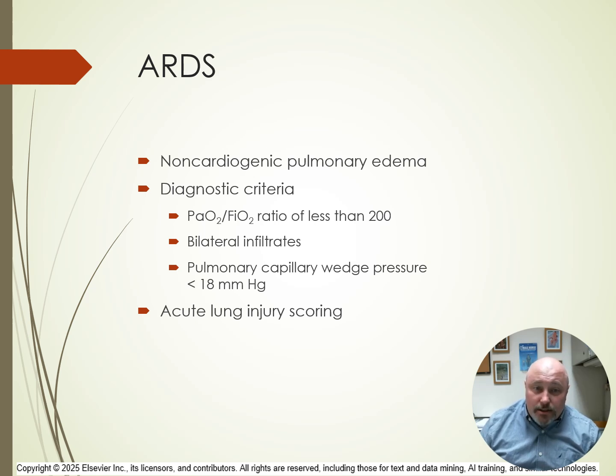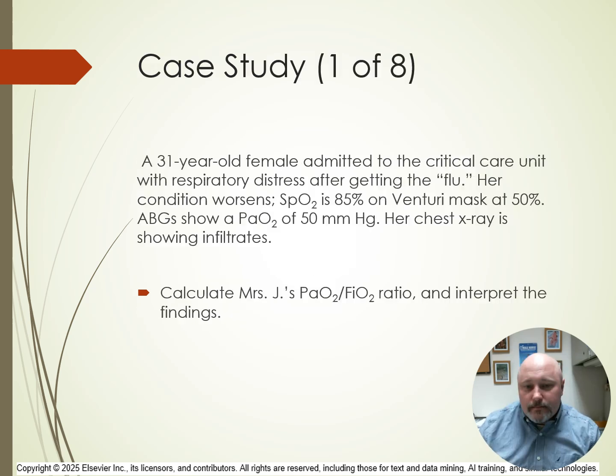The severity is determined by the PaO2 and FiO2 ratio, as well as the PEEP or CPAP requirements of over 5 centimeters. In the case of mild ARDS, there would be 201 to 300 millimeters of mercury. And in the case of moderate, it would be 101 to 200. And finally, severe, anything under 100 millimeters.